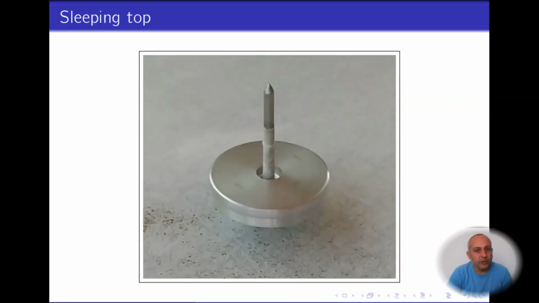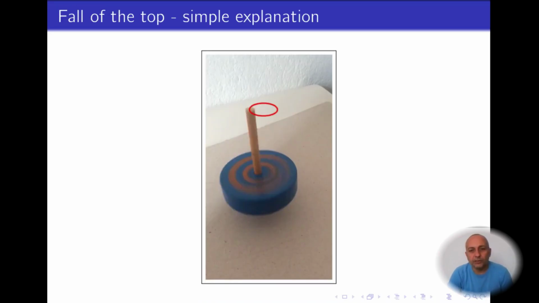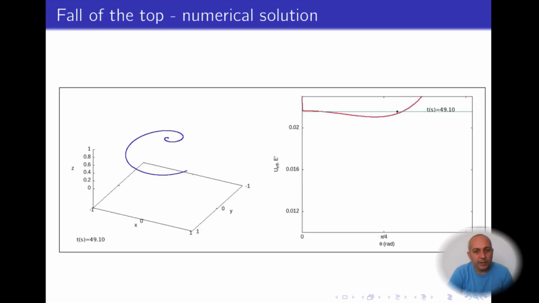We have explained the motion of the spinning symmetric top, the sleeping top. It is the simplest motion. Then we have continued and gave an explanation of the fall of the top in simple terms, though the motion is pretty complicated. And we considered a numerical solution. One can find links related to scientific works in the explanations of this video.